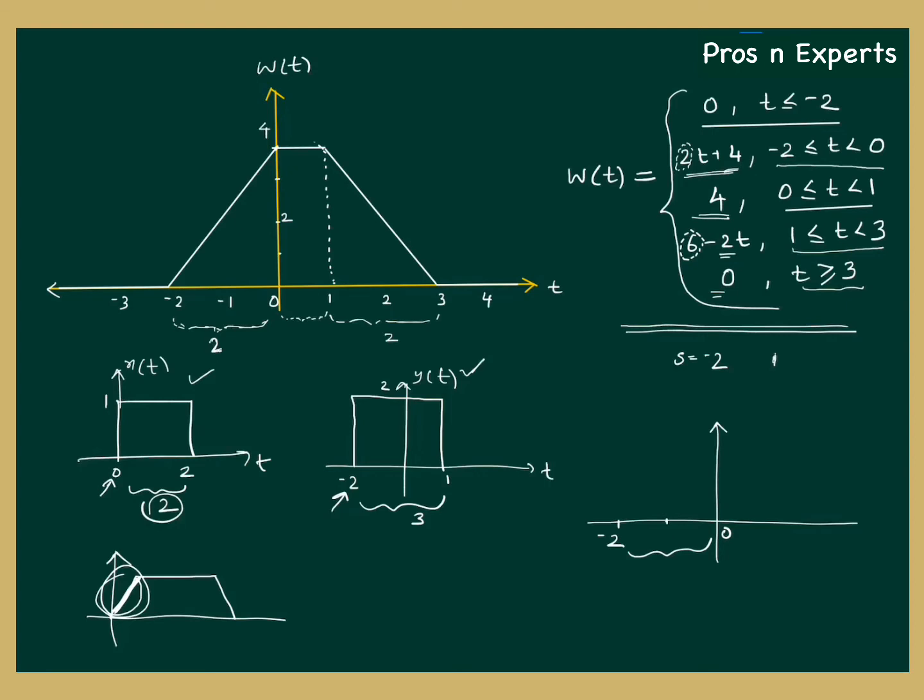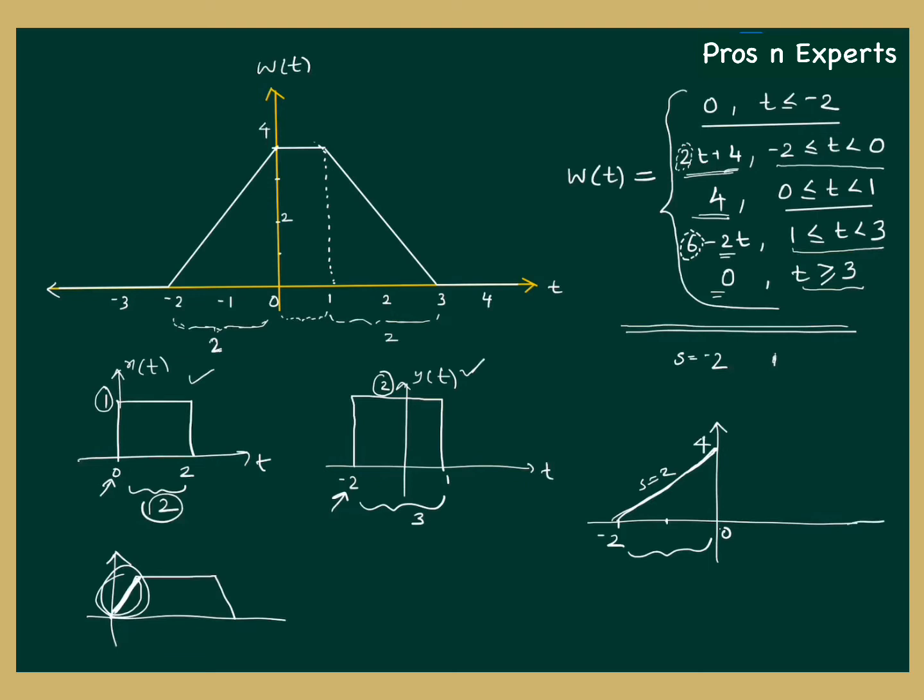That means from minus 2 to 0, we are going to get a rise like this. And what will be the slope of this rise? The slope of this rise will be the product of the amplitudes of the two signals. That is 2 into 1 is 2. Slope is equal to 2. So if the slope is 2 for 2 duration, this is 4. This amplitude should be 4.